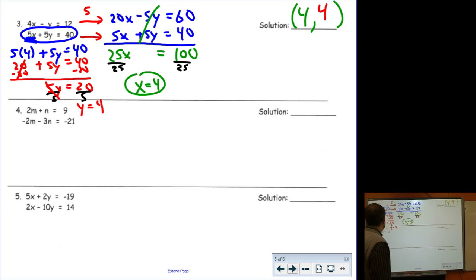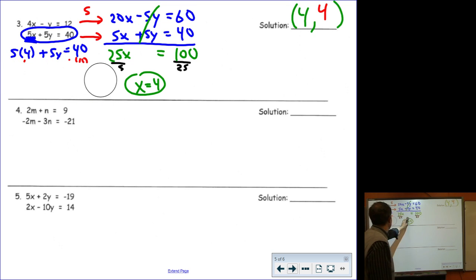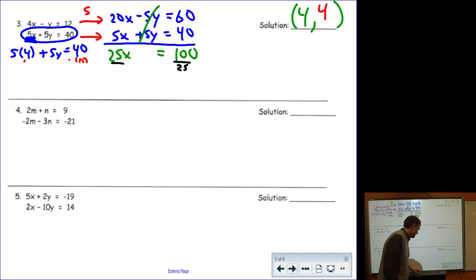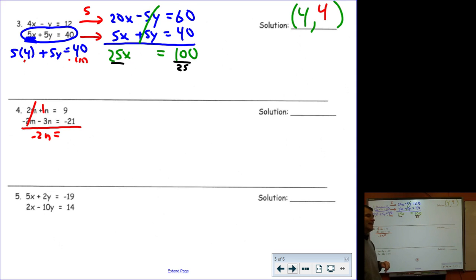Last equation today. I notice on this one that the m's are already opposites of each other. Nice. So I can just go ahead and add these equations together and the m's will cancel out. Positive 1n and negative 3n would be negative 2n. 9 and negative 21 would be negative 12.